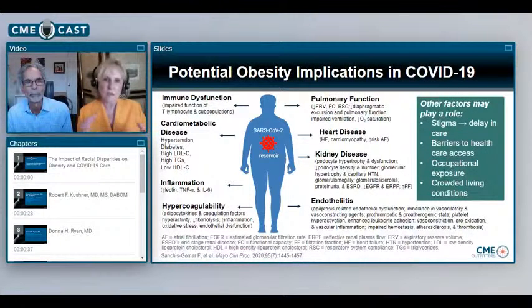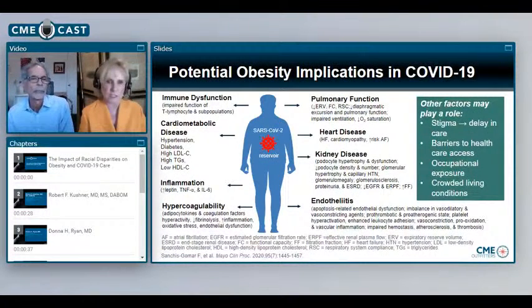So individuals who are minorities, who have obesity, are more likely to be of lower socioeconomic status. They're more likely to be in those caring professions, so they are more likely to have occupational exposure. Their neighborhoods tend to be more crowded. There's more exposure through crowded living conditions. So there are biologic reasons and social reasons that individuals with obesity really do suffer adverse outcomes of COVID-19.